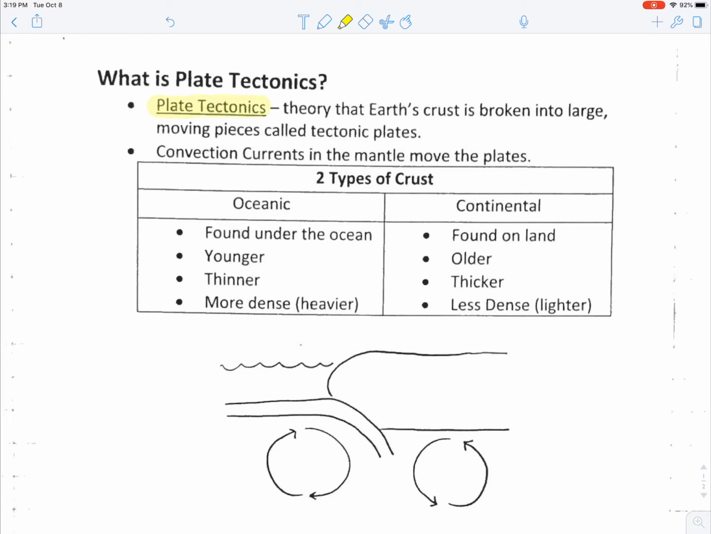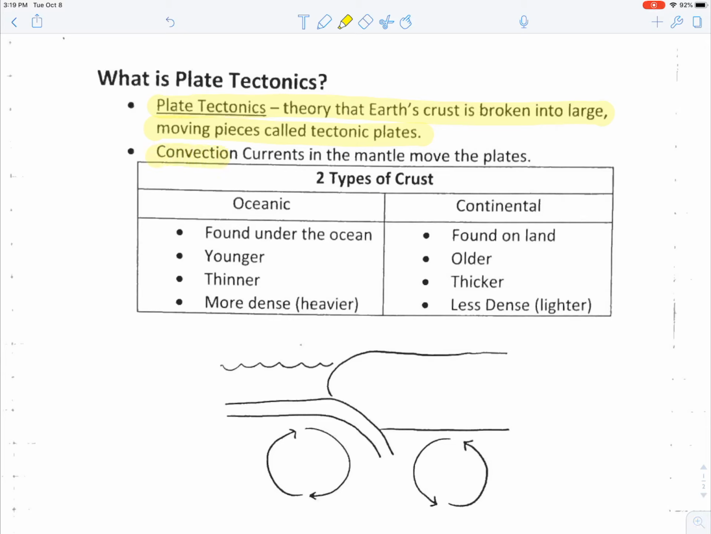I'm going to go ahead and highlight this definition for plate tectonics. Plate tectonics is the theory that Earth's crust is broken into large, moving pieces called tectonic plates. In our Oreo cookie lab, we learned about the lithosphere. The lithosphere is what is broken up into those tectonic plates. So the crust is broken into large, moving pieces called tectonic plates.